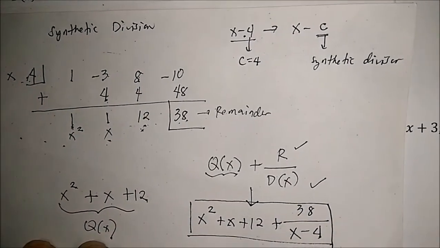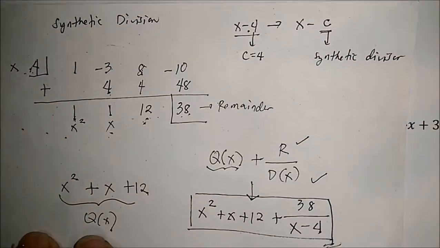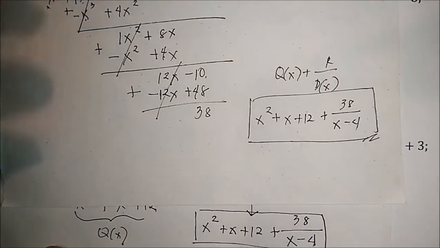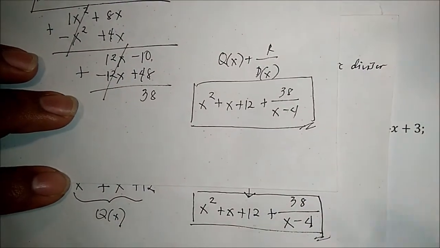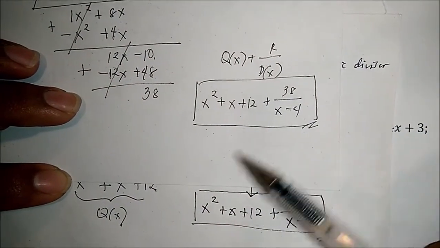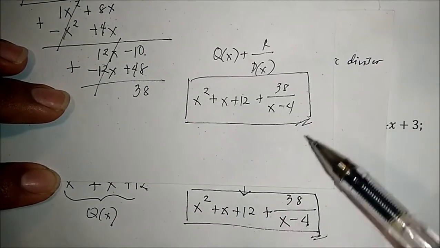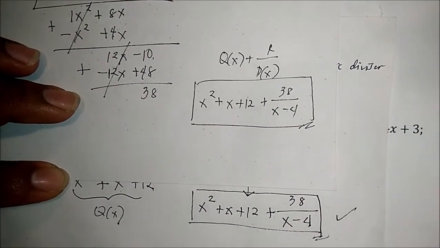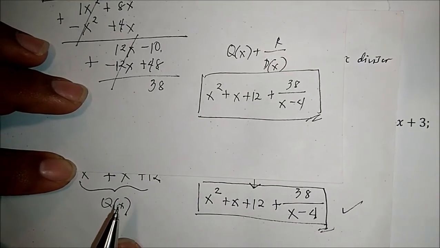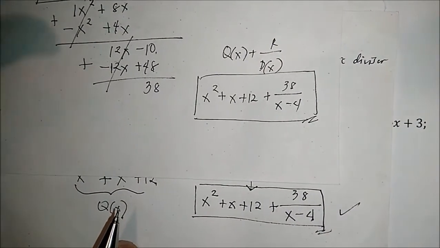Now, let us try to compare this with our previous answer. Ito yung previous answer natin kanina, using long division. Do we have the same answer? X squared, x, 12. Then 38 over x minus 4. Pareho. So, in this case, pareho ang lalabas, pero magkaiba ng method.